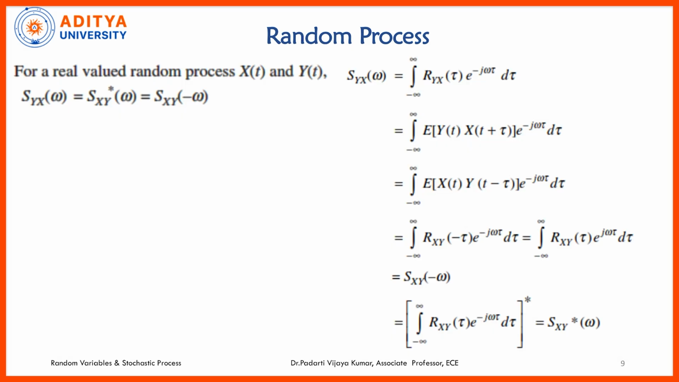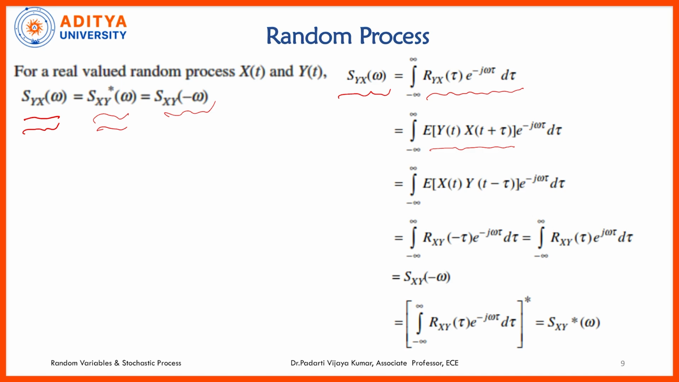So, the first property is Sxy of minus omega is mathematically equal to Syx of omega, or Sxy conjugate of omega. Let us prove that one. Syx of omega is equal to, as per the mathematical definition of cross power spectral density, the Fourier transform of the cross correlation function Ryx of tau times e power minus j omega tau. So, Ryx of tau can be written as expectation of y of t into x of t plus tau, e power minus j omega tau d tau.